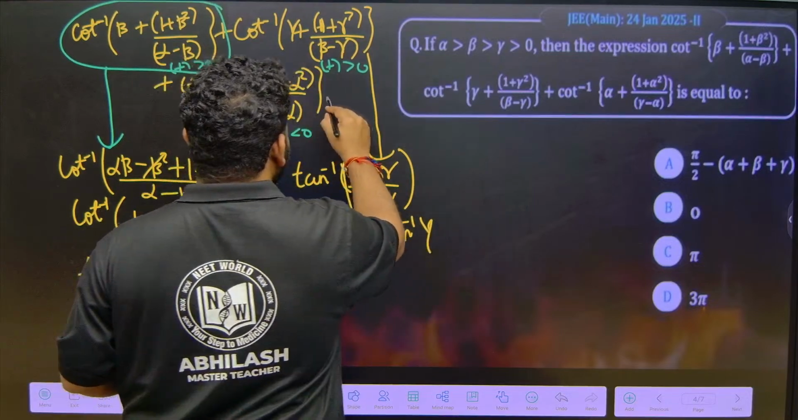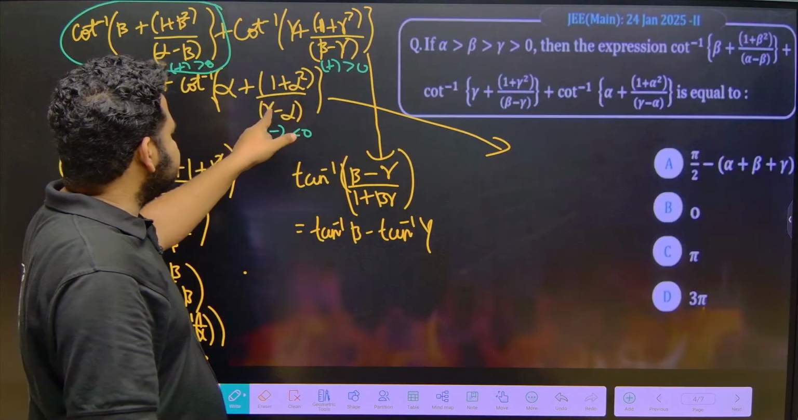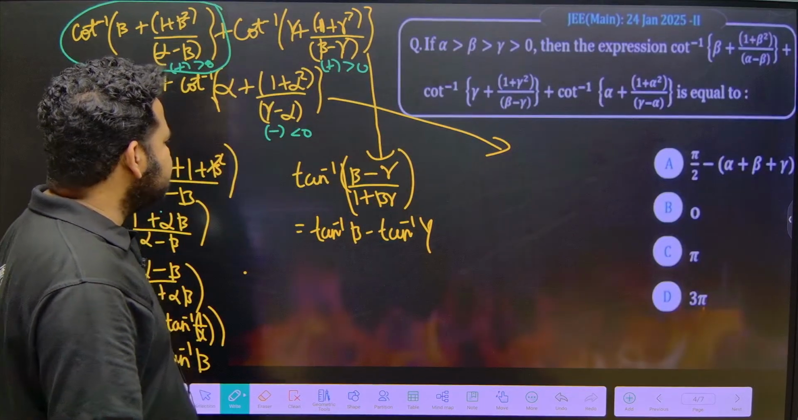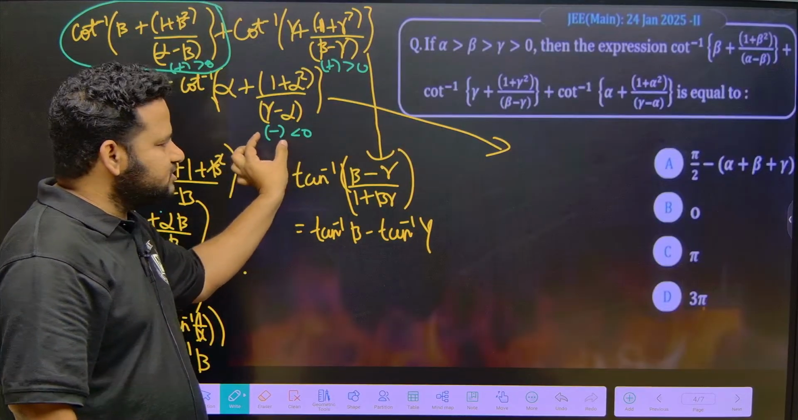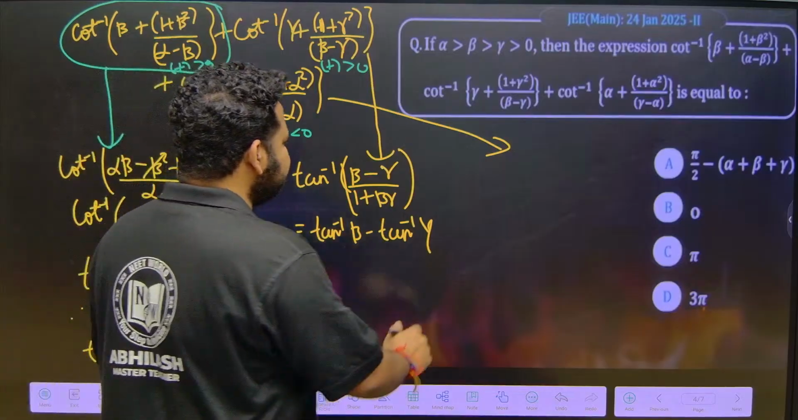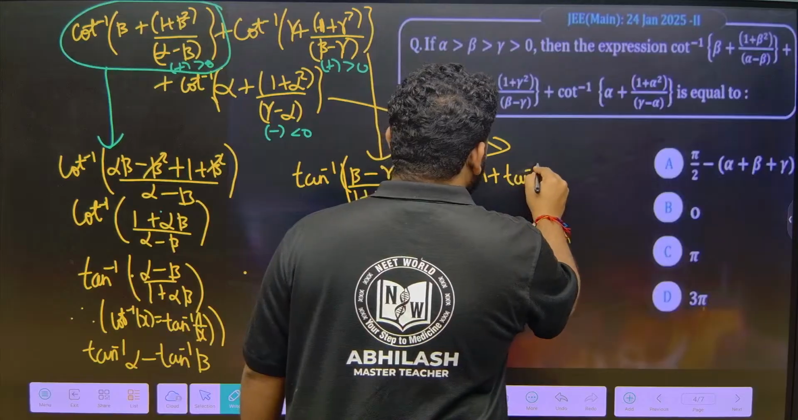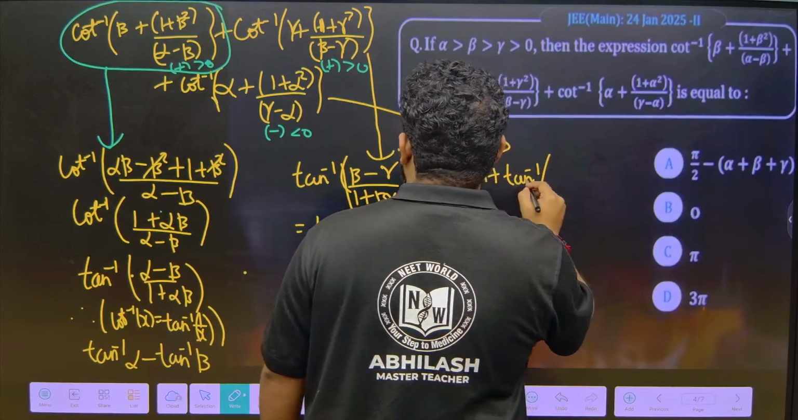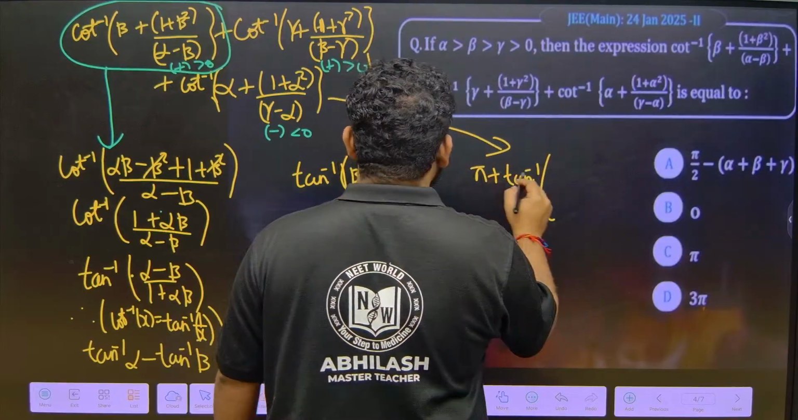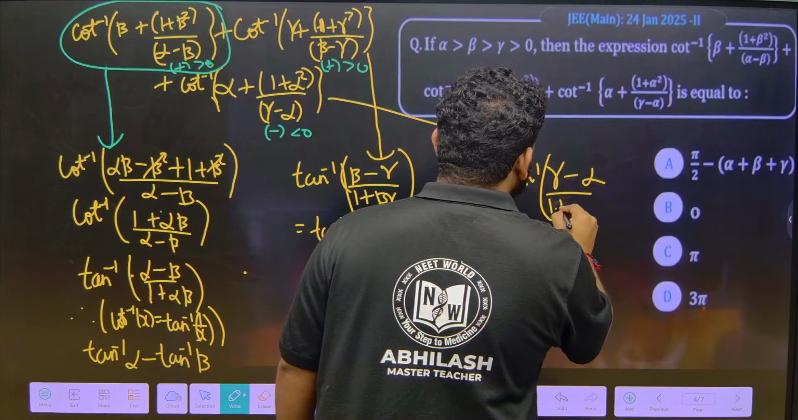Now this is a very important step. Look at this. Here we have cot inverse of alpha by 1 plus alpha square by gamma minus alpha. Here we have to understand that this is less than 0. This is not a positive term. So we should write it as pi plus tan inverse of, this step is very important, pi plus tan inverse of, what is it? Tan inverse of gamma minus alpha by 1 plus gamma alpha.